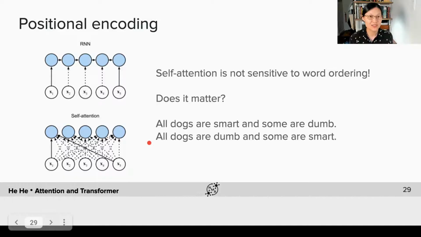Let's consider these two sentences. All dogs are smart and some are dumb, versus all dogs are dumb and some are smart. Even though the set of words in these two sentences is exactly the same, the meanings are quite different. So word ordering is important to fully understand the meaning of the sentence.